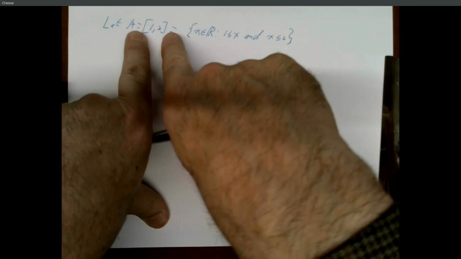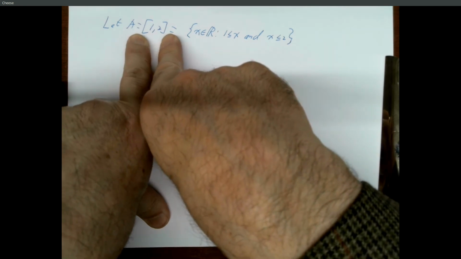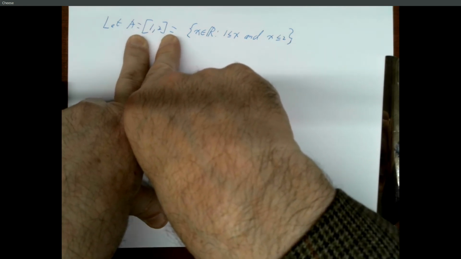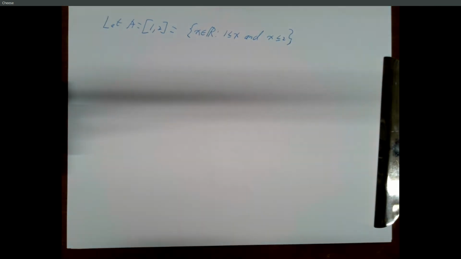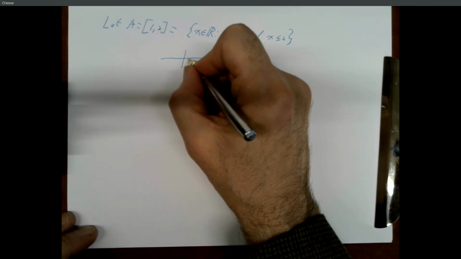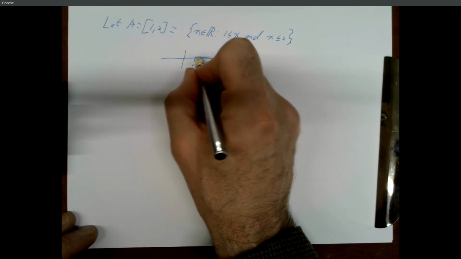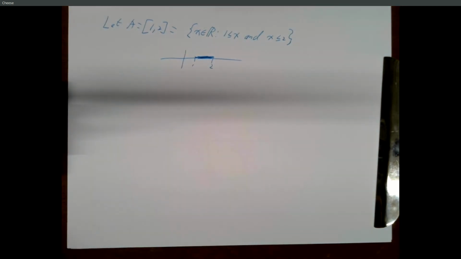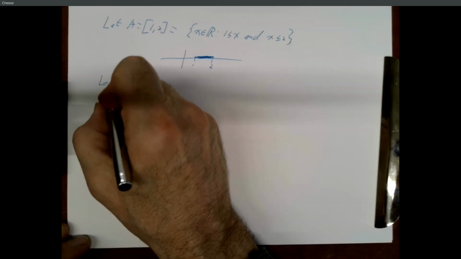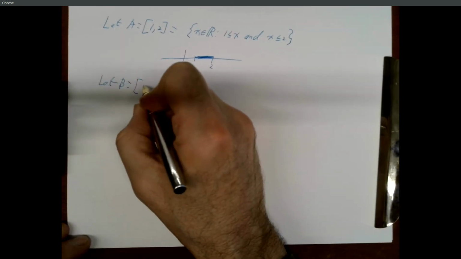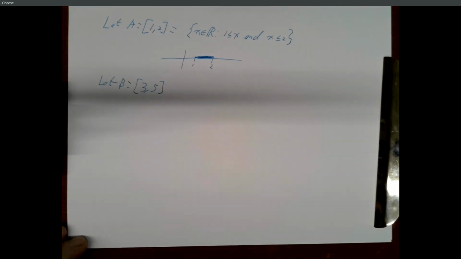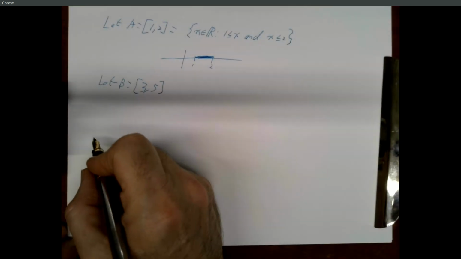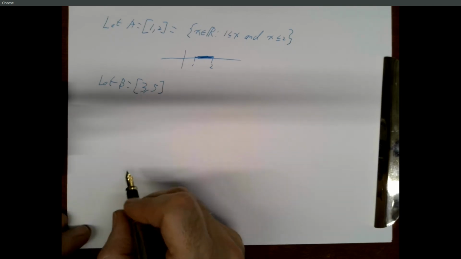And if I do parentheses here, that looks like an ordered tuple, but it's not. It's a different thing, same notation. But this is the closed interval between 1 and 2, which on the number line just looks like this. And let B be the closed interval 3, 5. So it's all the numbers between 3 and 5 inclusive.